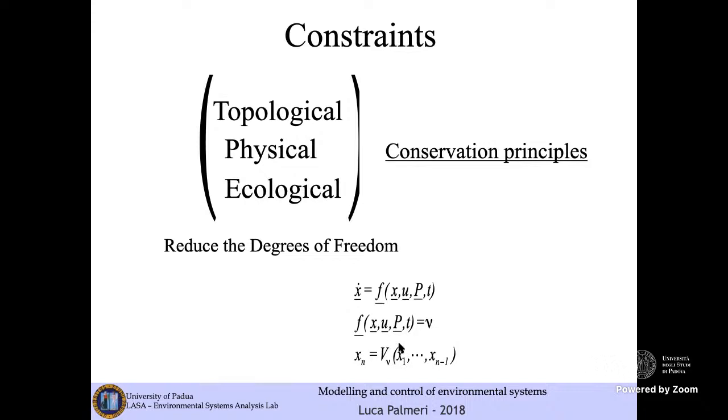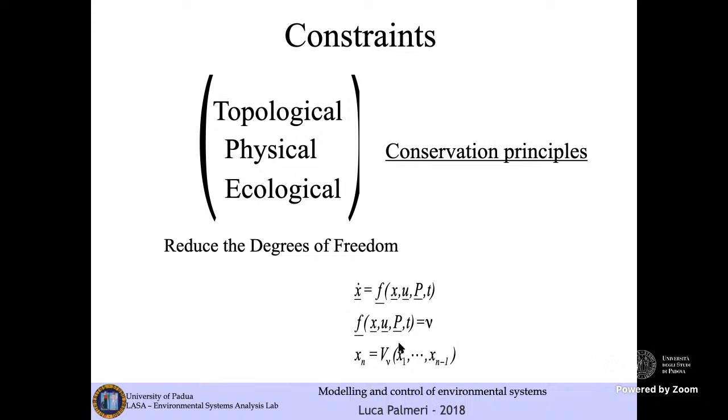We may identify three general types of constraints that may be applicable to ecological models. The three types of constraints are topological constraints, physical constraints, and ecological constraints. We may say that in general, all these constraints derive from conservation principles, and I will try to make this assertion clear during the lecture today.